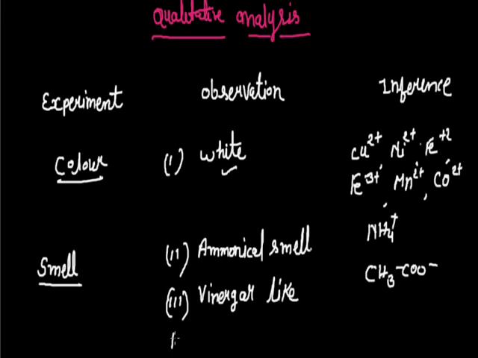And if the salt has a rotten egg-like smell, and if we do not have any idea about rotten egg, the smell is just similar to black salt, then these types of salt indicate the presence of the sulfide ion, S2-. So these are some preliminary tests. By these tests we may get help in identifying the presence of some of the cations or anions.